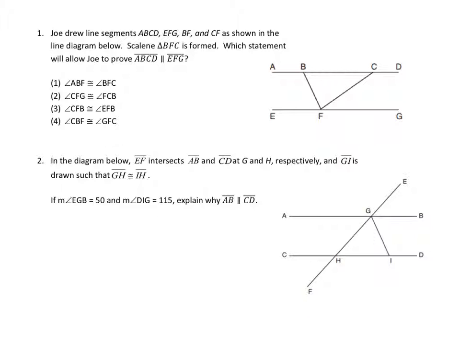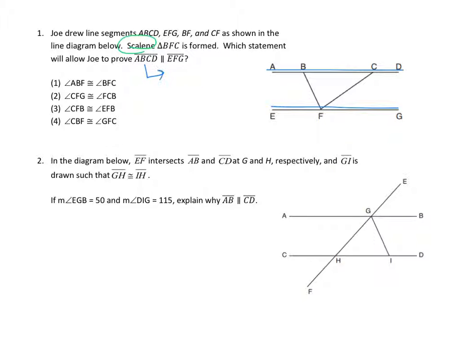This first question comes from a Common Core exam in geometry. It says that Joe drew line segments ABCD, EFG, BF, and CD as shown in the diagram below. Scalene triangle BFC is formed, so that tells us right away that none of the angles are congruent, none of the sides are congruent. And it's asking us which statement will allow Joe to prove that the lines up here, ABCD and EFG, are parallel.